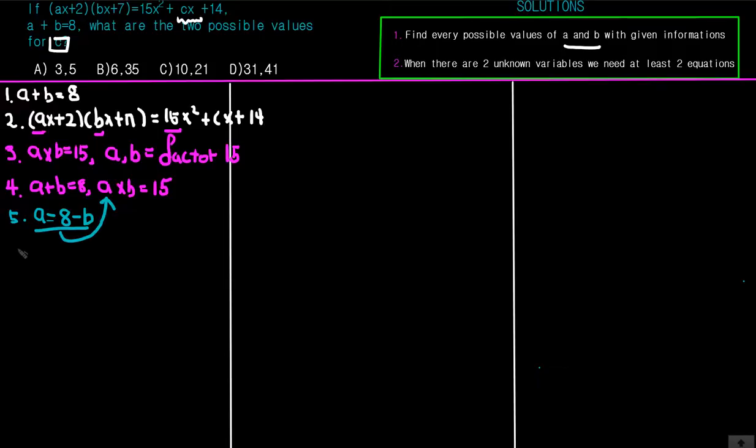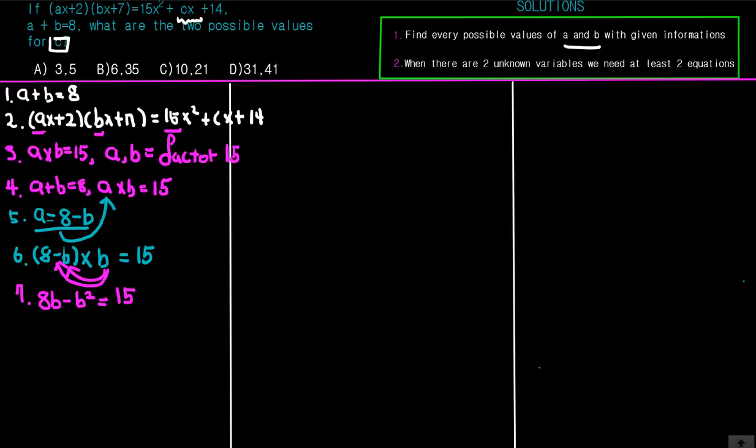Then it is going to be step 6. We are inputting 8 minus b into a, so we're trying to do 8 minus b times b, and it's equal to 15. Now we can use the distributive property to cancel out the parenthesis, and in step 7 we get 8b minus b squared, and that is equal to 15.